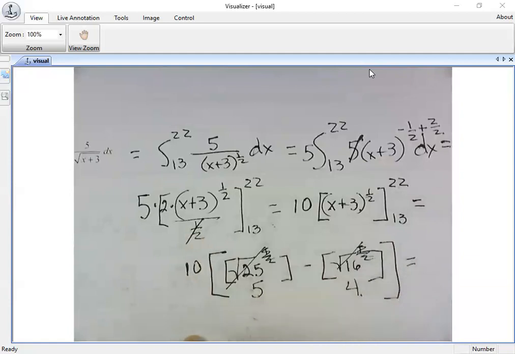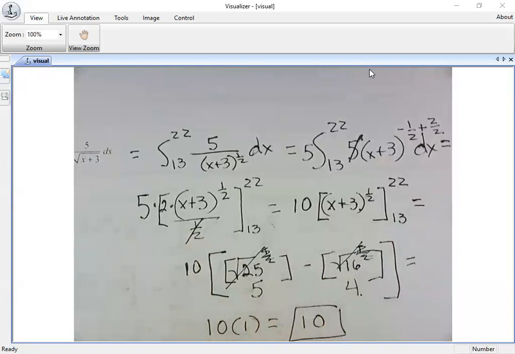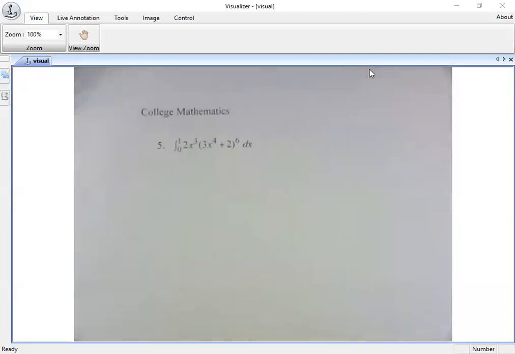So in this bracket, I have 5 minus 4. How much is that? 1. And 10 times 1 is 10. Ta-da. How we doing? Okay. So we have just a couple more examples, and we'll call it a wrap.